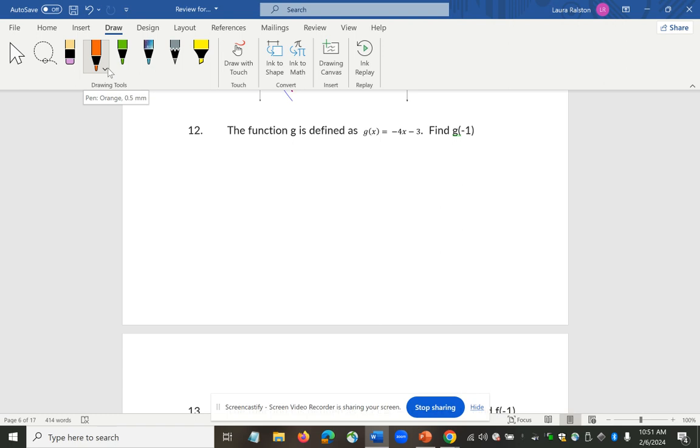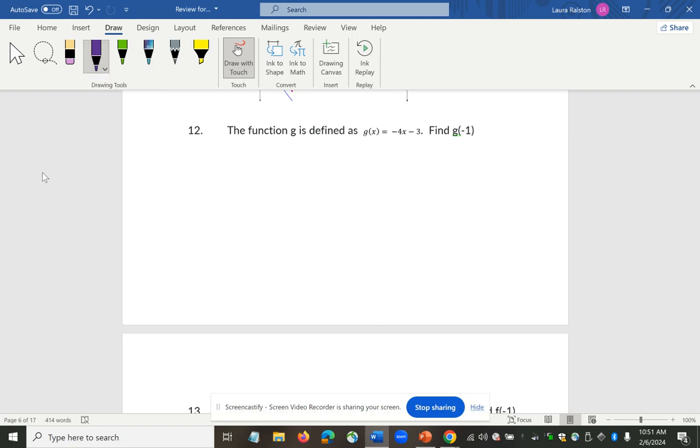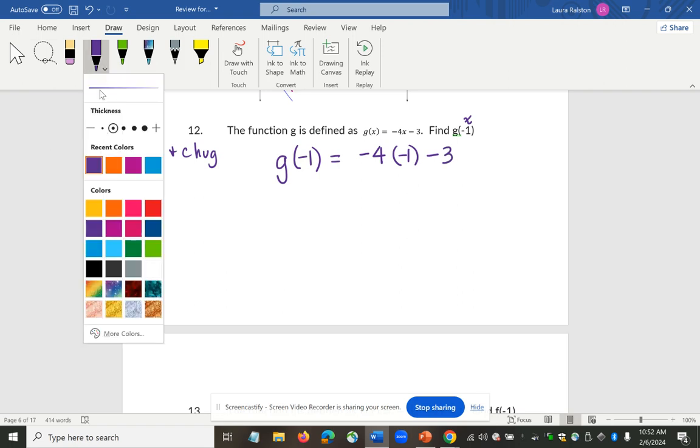Question 12 says the function g is defined as g of x equals negative 4x minus 3. Find g at negative 1. The intent of this question is just to get you familiar with the use of function notation. Now instead of using y, we use g of x or f of x or h of x. Basically what they're asking you to do here is plug and chug. This tells you to substitute the value negative 1 for x into the given function, which is g. So if I'm going to do g at negative 1, that means I'm going to substitute negative 1 in place of x in the formula that's given and do the math.